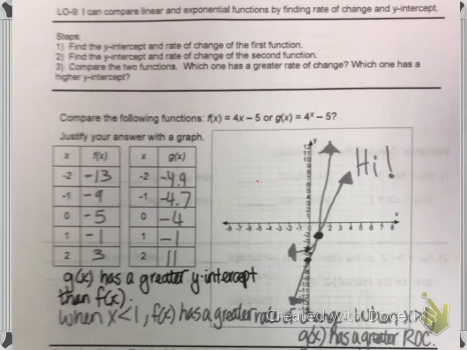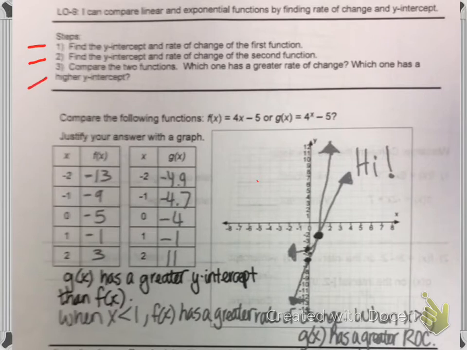Alright, so now we're going to start comparing a little bit of linear with exponential. So we're going to find the y-intercept and rate of change of the first function. That's step 1. Step 2, find the y-intercept and rate of change of the second function. Compare the two functions. Which one has a greater rate of change? Which one has a higher y-intercept?